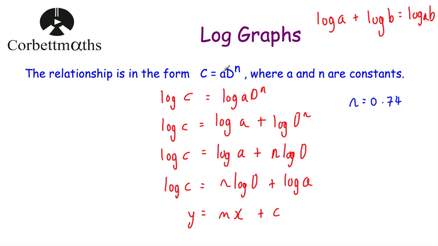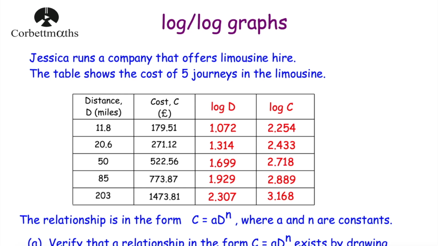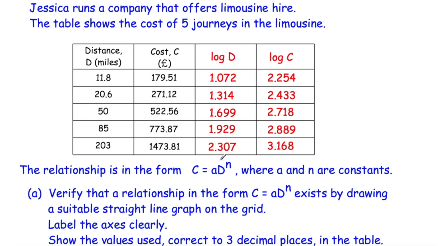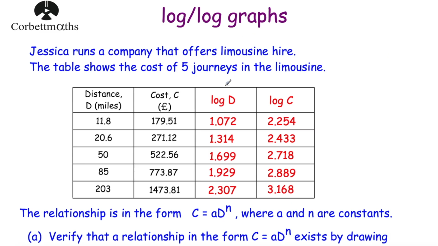And then to find our value for a, we go back up to the relationship, which is c equals a multiplied by d to the power of n. We substitute the value for n that we've just calculated, the power, and we also put in a pair of values for c and d. And then we can work out the value for a. And then once you've found what the values are, your constants, then you can use that relationship to work out other values, and that's it. So these questions are very common, these log-log graph questions on that GCSE Further Maths.